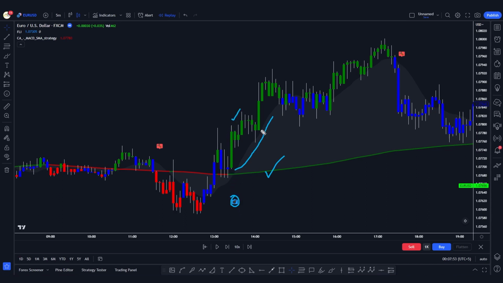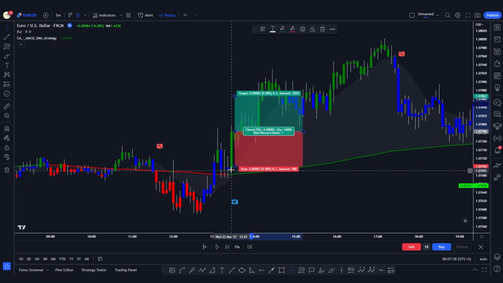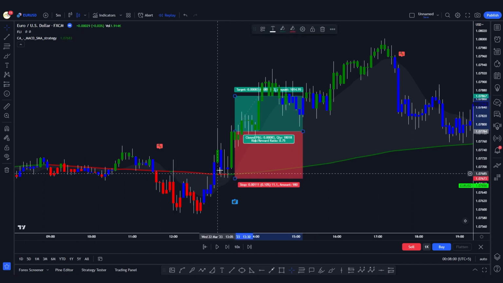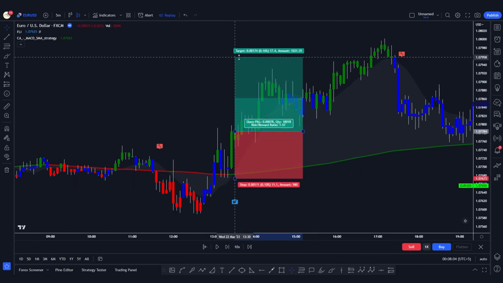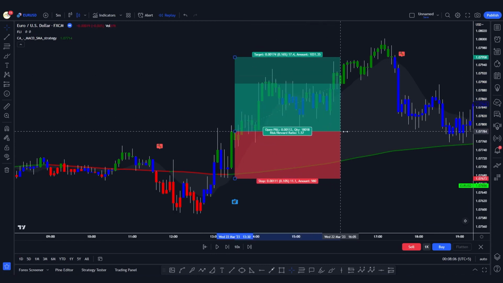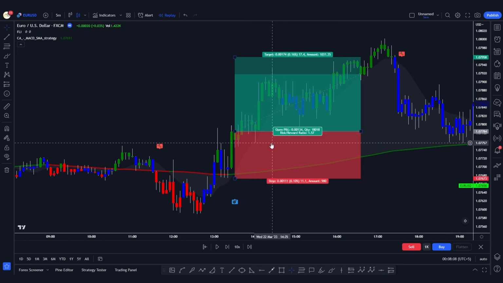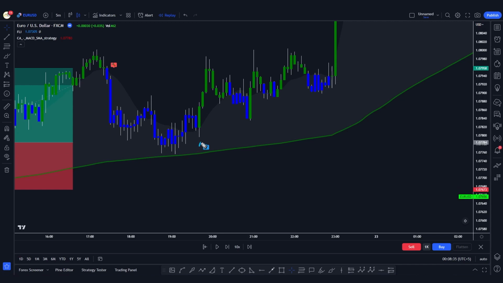So we'll just go ahead and take a long position at the close of this candle here, and we'll put our stop loss below the last swing low, and we'll be targeting 1.5 risk-to-reward ratio. So here you can see our 1.5 risk-to-reward ratio has been met, and this trade is in profit. And here you can see another example of a buy trade.